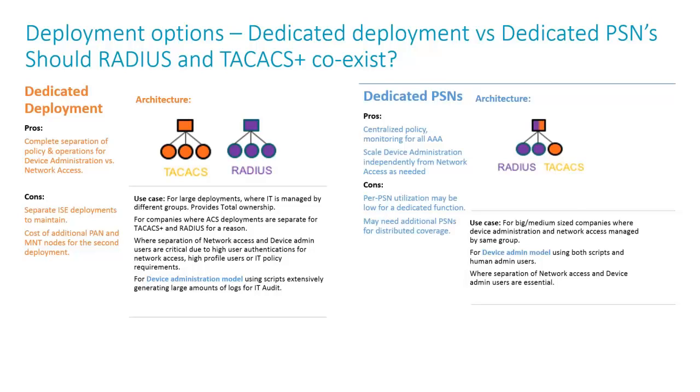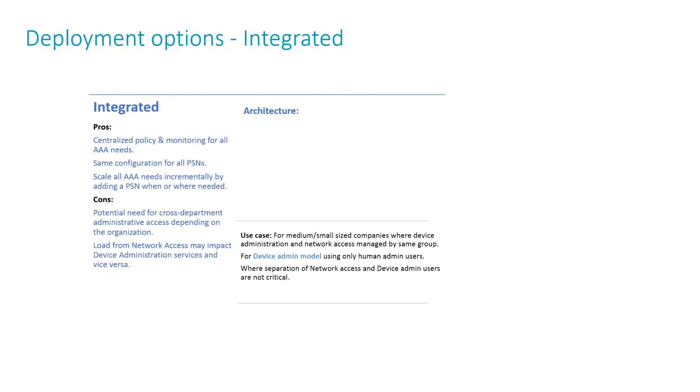The third deployment is the integrated deployment, where you share all the boxes, the PAN, MNT, and the PSNs for both Radius and TACACS. This is a highly optimized environment, and it offers high flexibility, and you have centralized policy and monitoring as well. And this is typically used in an environment where you do not have any IT requirements for authentication performance or network access specifically, and the separation of network access and device admin is not critical. So this is also used in an environment where human admin is mainly used, right? Typically in a small or medium-sized environment.